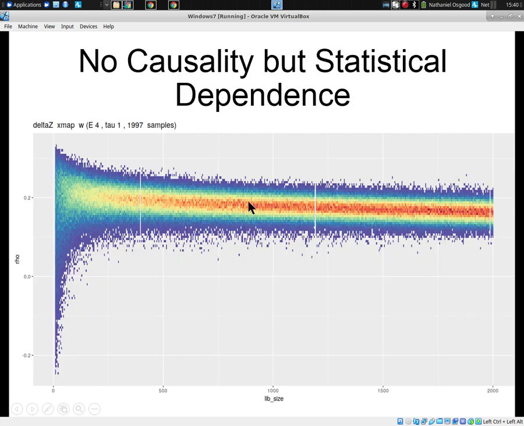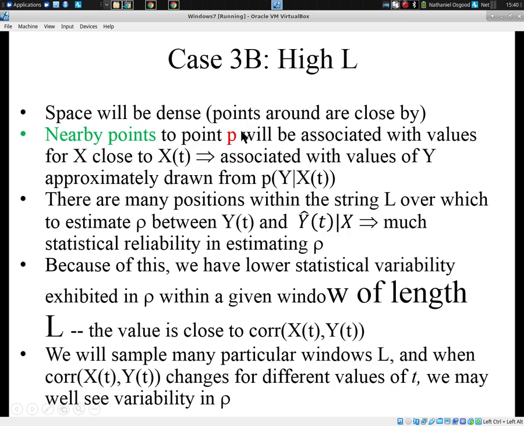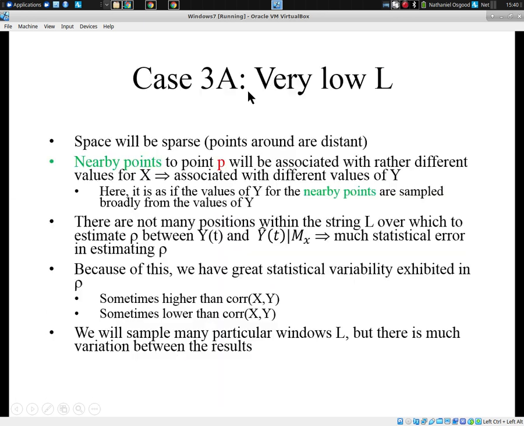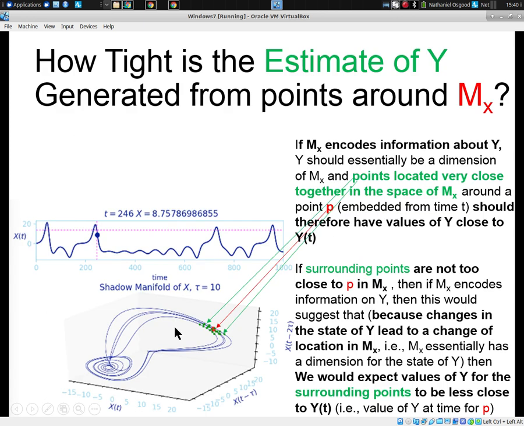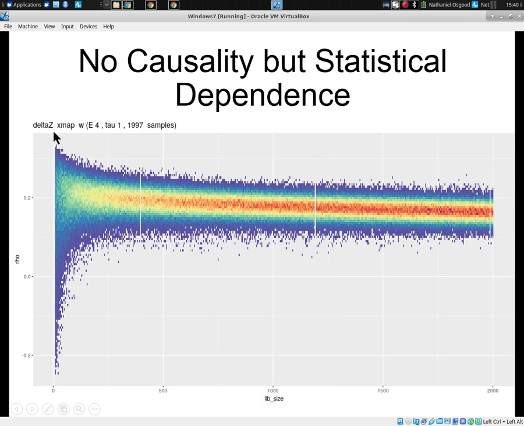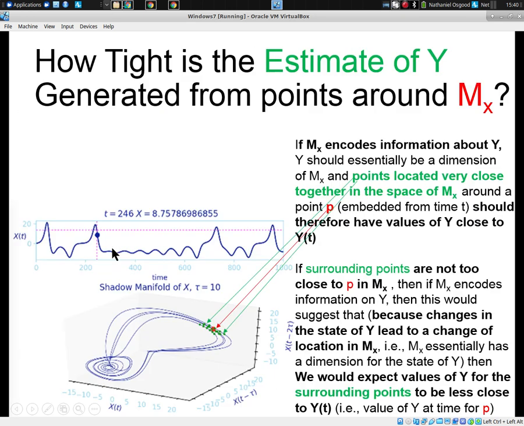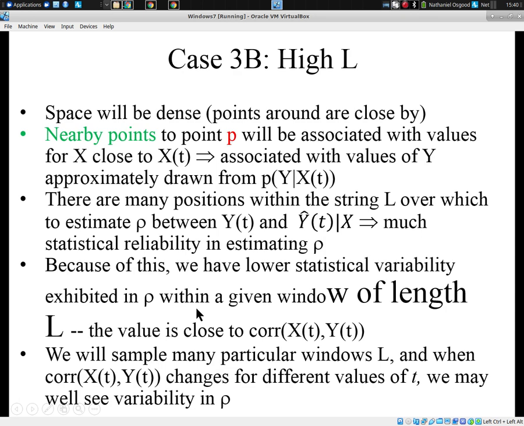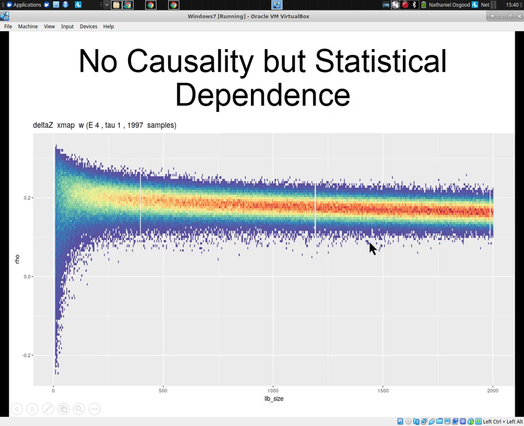Here it's converging to some level of rho as we're considering larger and larger L's. With low L, we get lots of statistical variability, and so we get lots of variability here. By contrast, with high L, it's going to converge to this correlation. It's going to converge to something that indicates the correlation, not zero, but a correlation.